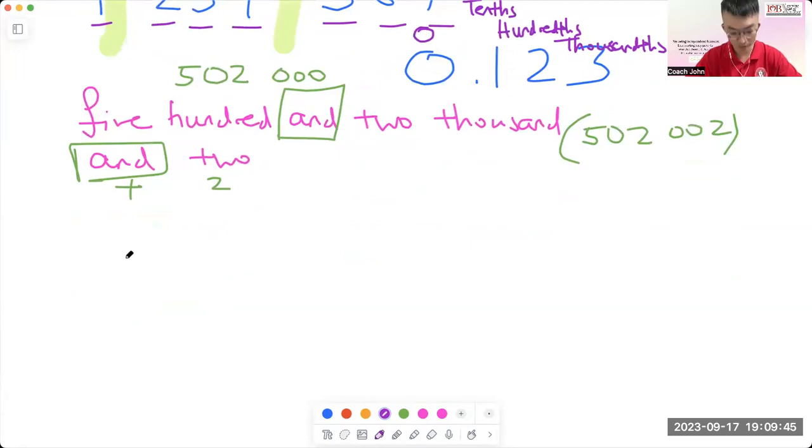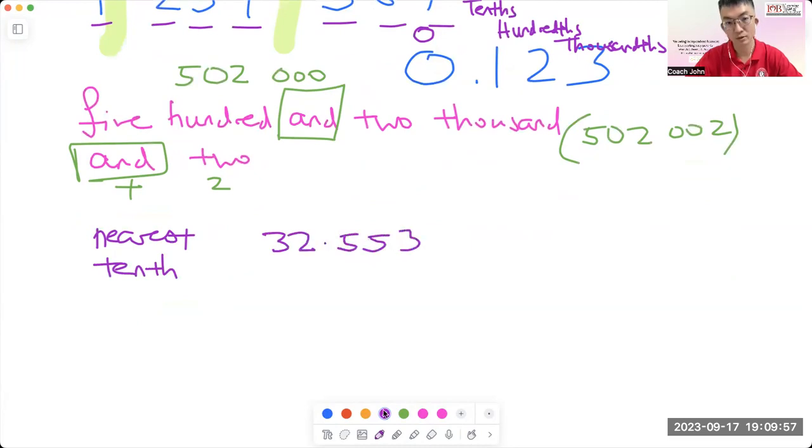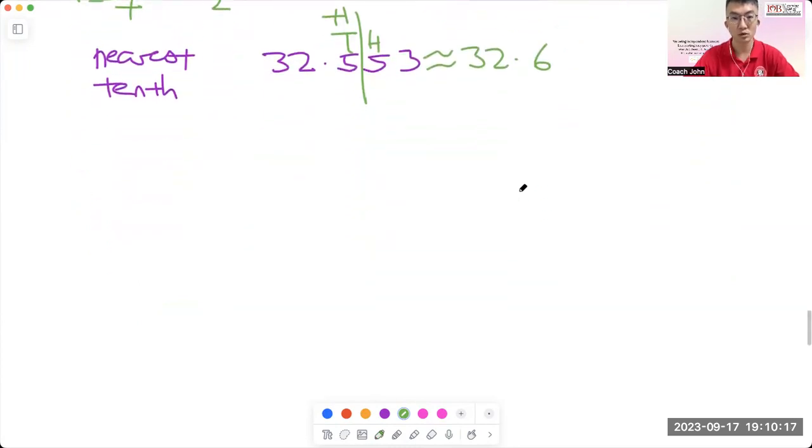And there'll be times that they ask you to round off. Let's say to nearest tenth. So let's say the number is 32.553. This is your tenth, this is your hundredth. This is more than 5, sorry, as in 5 or more. So this one must be a +1. So you round off to be 32.6. Okay. Okay, next. Other common questions are addition.